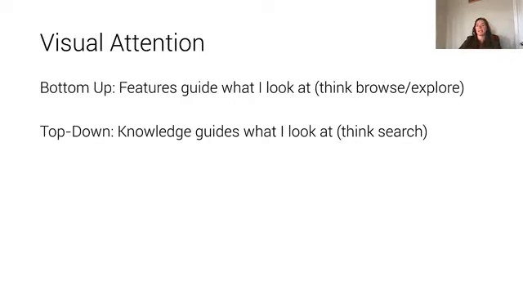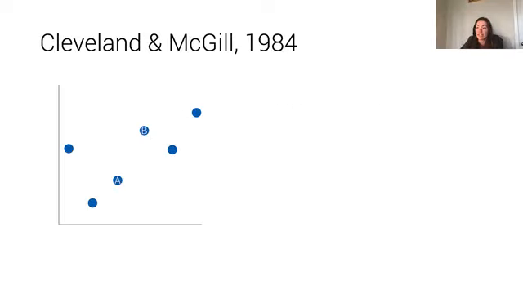And it turns out that we can actually shift the visualizations that we use to design for these different kinds of attention. For example, in 1984, a pair of scientists named Cleveland and McGill asked people to engage in a top-down visual search task. They said, you have 2 elements, data point A and data point B, and we want you to estimate what the value difference is between data point A and data point B. So roughly how much bigger is B than A?